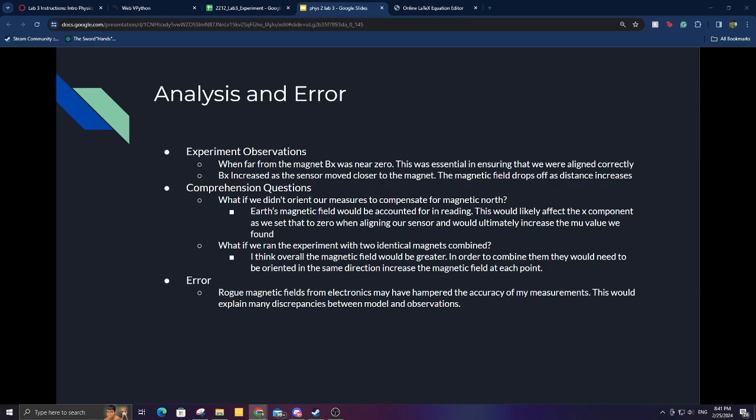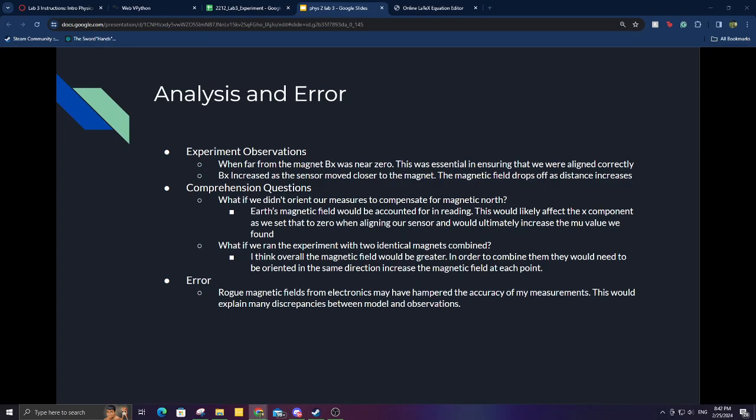I also noticed that the closer you were to the magnet with the sensor, the stronger the reading, and this is a result of the magnetic field drop-off. Next, a few comprehension questions. If we didn't orient the sensor to account for Earth's magnetic field, it would likely affect the x component as we oriented it in a way that set it to 0. This in turn would also affect our total magnetic field mu, likely making it bigger than it should have been.